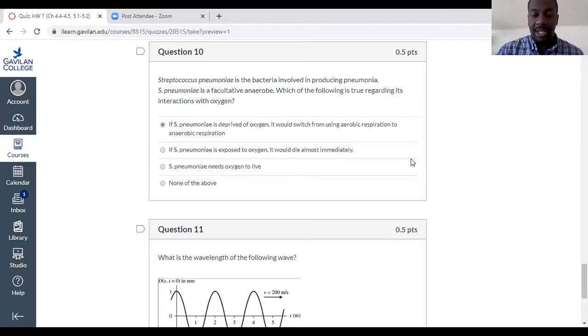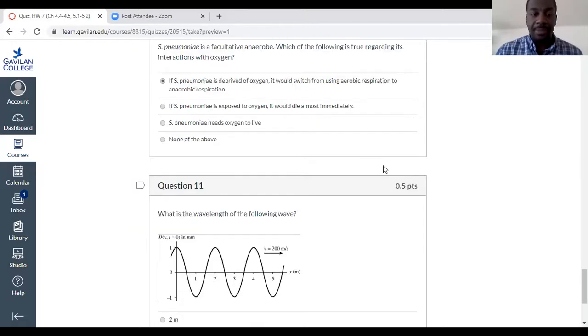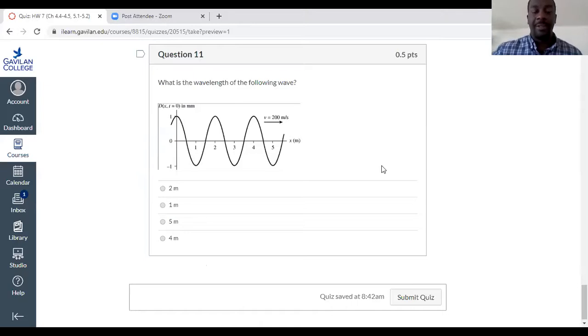All right, so last question here. What is the wavelength of the following wave? Okay, so what's the wavelength here? So here we have some waves.